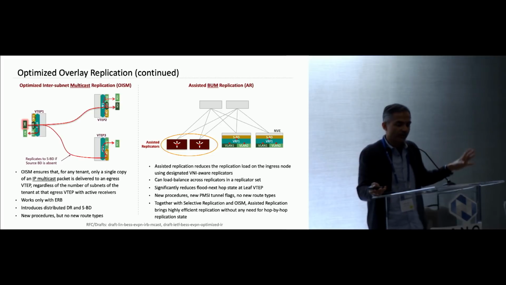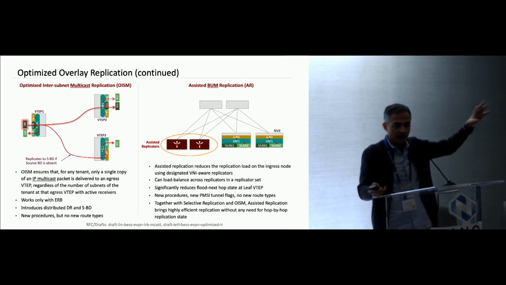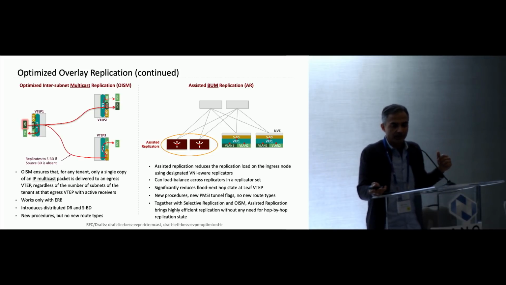Now, all of this stuff that we spoke of, selective replication, OISM, and assisted replicator, can actually be combined together to create overlay replication that, depending on your topology, could be as efficient as underlay replication when you bring all of these things together.